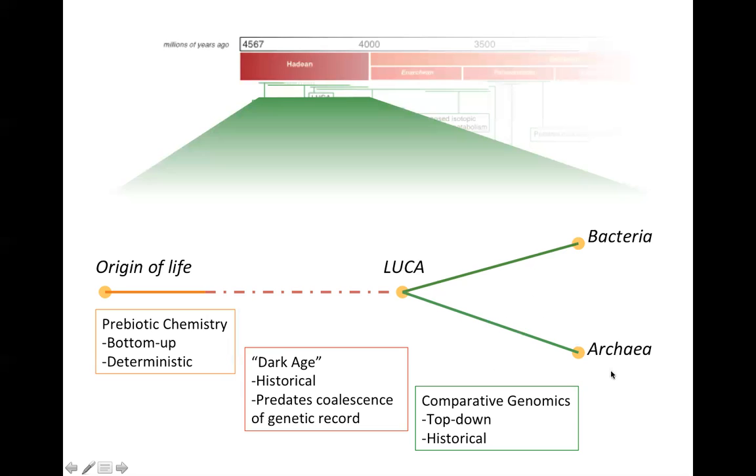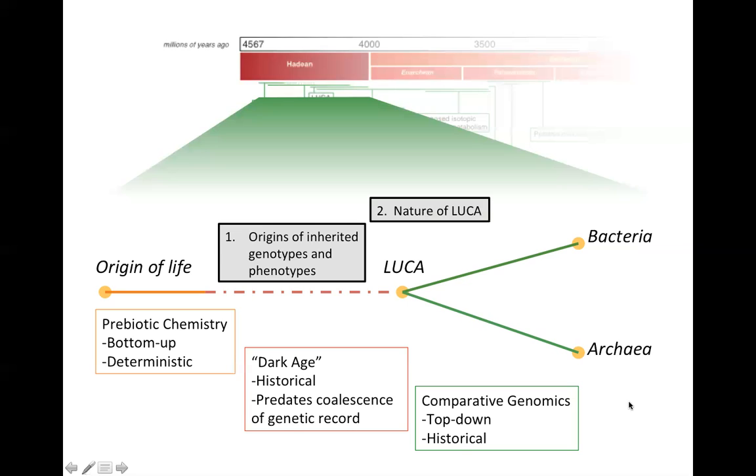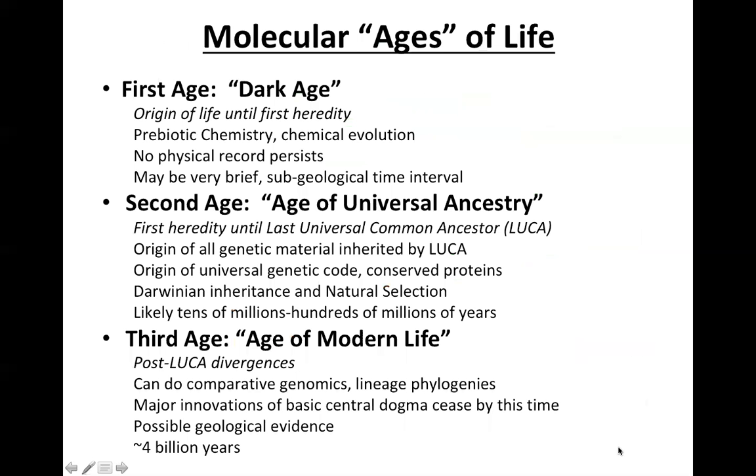So we can divide up these intervals of time into three pieces. Number one, when we have the origins of all the inherited genotypes and phenotypes that we observe in Luca. Number two, Luca itself. What was the nature of Luca and life at the time of Luca? And then three, just after Luca, the evolution and diversification of the major domains. So here we're well within standard comparative genomic analysis.